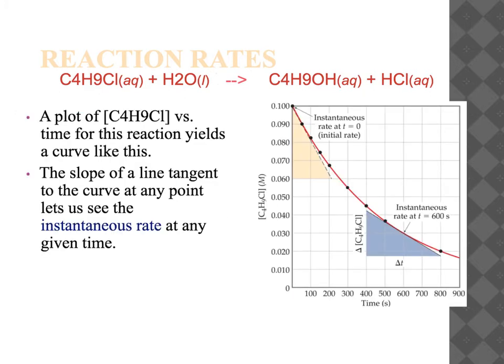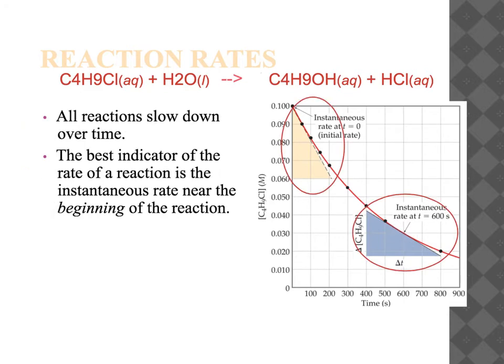If we plotted that data, those changes in concentration over time, we'd get a curve that looks like this. And if we took the slope of a line that's tangent to that curve, that would allow us to determine what the instantaneous rate at any particular time throughout that reaction would be. As reactant gets consumed in a chemical reaction, the reaction rate tends to slow down. So the best indicator of the rate of the reaction is going to be at the beginning of the reaction.